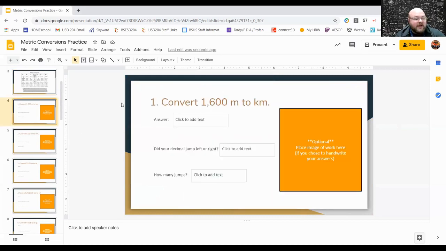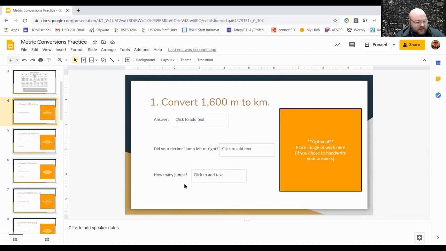Again, keep looking at this chart to help you make your little jumps. But let's look at the first slide here, for example. Convert 1,600 meters to kilometers, okay? On each slide, you're going to tell me, okay, what's the answer? You're going to tell me, did my decimal move left or right? And then how many jumps did it move to get my final answer?